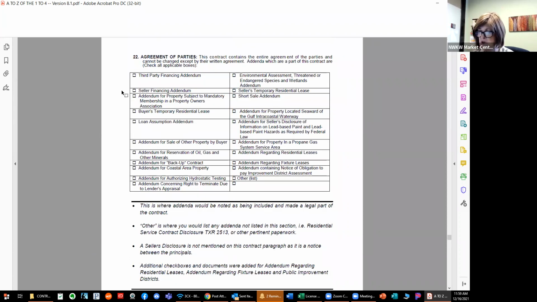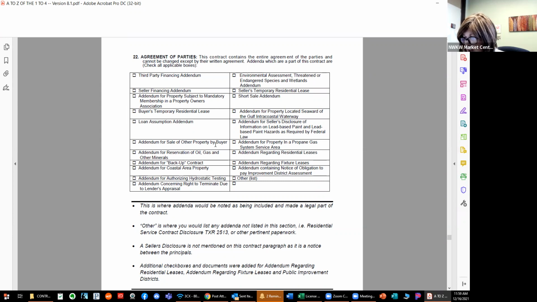Agreement of the parties. Here's where other documents that are attached to this contract or this offer, you have to check the box. If there's a third-party financing addendum, to make it part of this offer, you've got to check the box and attach that third-party financing addendum if there's financing involved. Seller financing addendum, you don't see that very often. There's not much seller financing anymore, but there is occasionally some that pops up. If there's an HOA, or if there's a buyer's temporary residential lease, you see that a lot.